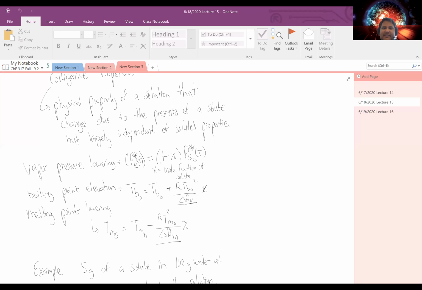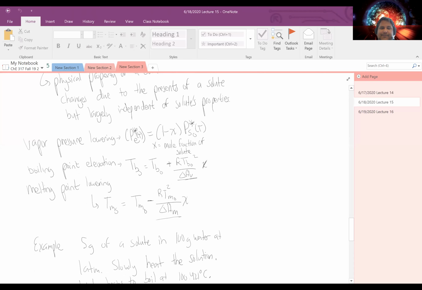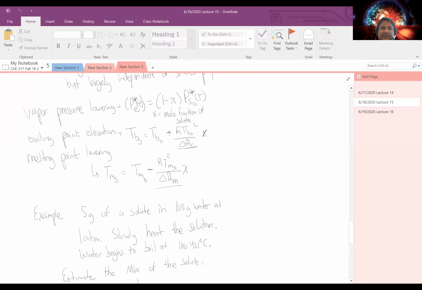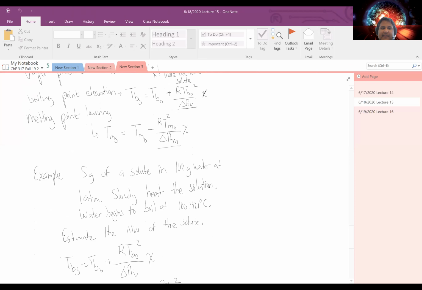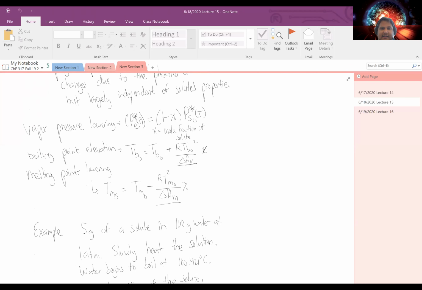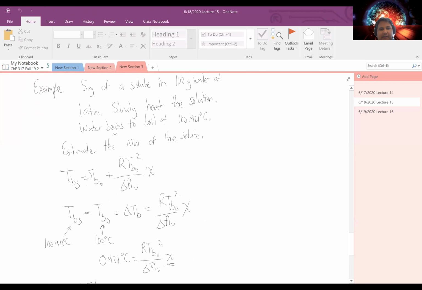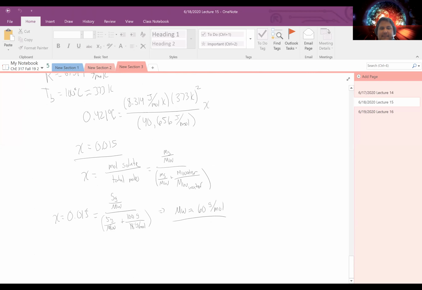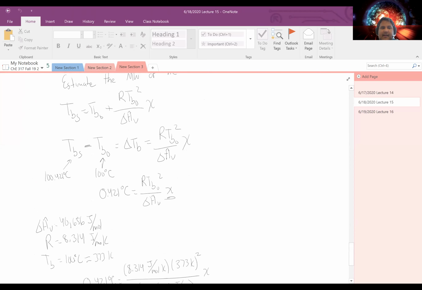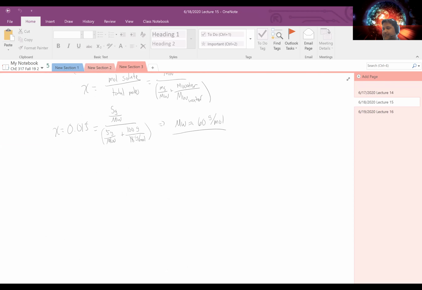And so the presence of a solute in a solution results in the effective vapor pressure of that liquid being lowered, as well as an increase in the boiling point and a decrease in the melting point of that solution. That was given by the three equations here. We worked a short example determining the molecular weight of a solute based off of a measured boiling point.